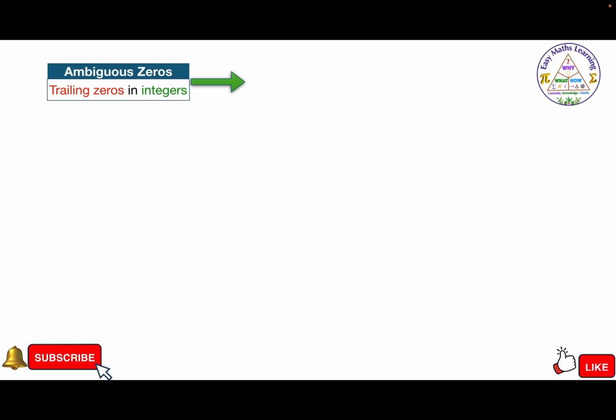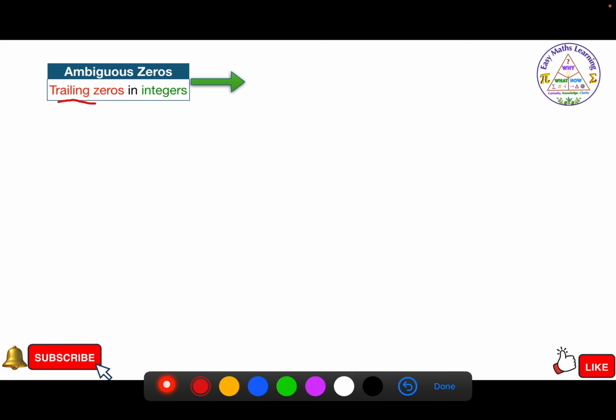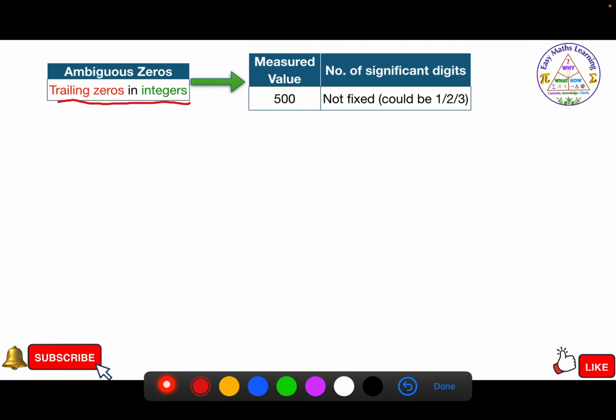Now, an important point is that trailing zeros in integers are ambiguous. Ambiguous zeros means zeros could be significant or not. For example, in the measured value 500, trailing zeros are ambiguous. So significant digits in 500 are not fixed. It could be 1, it could be 2, it could be 3.